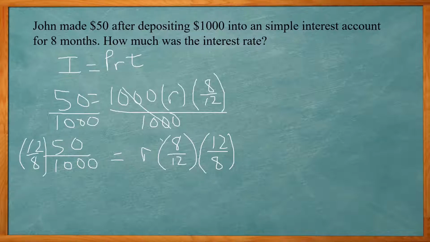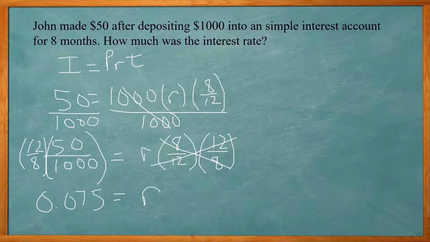And what that does here comes 1 here, so 1R or just R. If you take, in parentheses, 12 divided by 8 times, you put this in parentheses, 50 over 1,000, that comes out to 0.075. And to change that to percent, we're just going to move the decimal point over to the right 2 places, so times 100 to give you 7.5%.